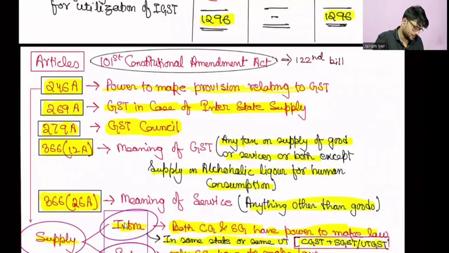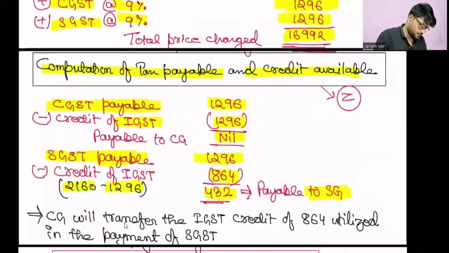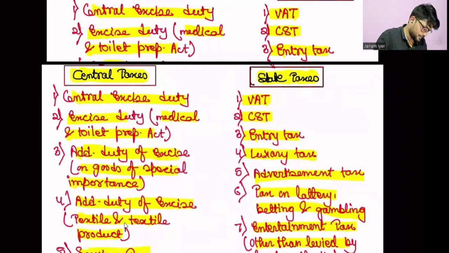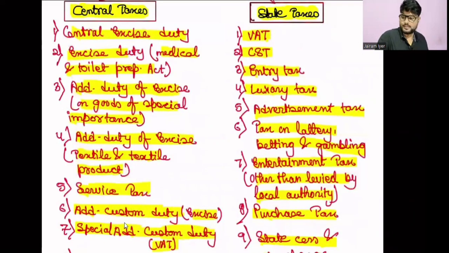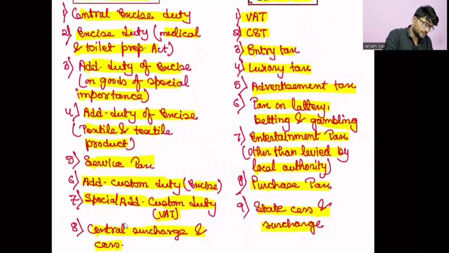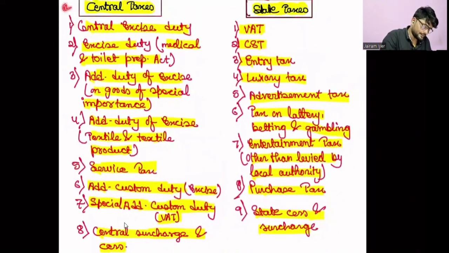This ITC part, we won't discuss now, at some later time. Now I have always been talking about these taxes that have been abolished. Here's the list of those. So if I talk about central taxes, what are the central taxes that have been abolished? Central excise duty, and excise duty for Medicinal and Toilet Preparations Act. They used to have a special excise duty, that is also curbed.